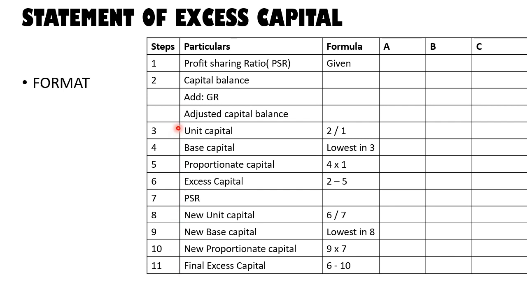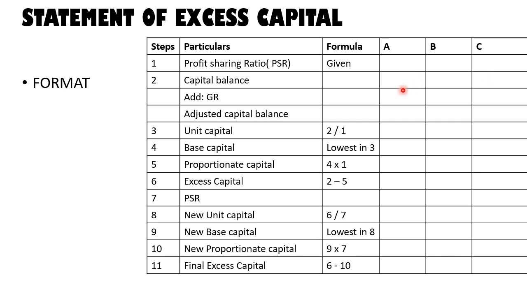Now to understand this much in detail, we will take this format again in the later half of the video where we'll be using it in the actual sum. So at present you just have to remember the columns, that is the steps. We have 11 steps, particulars, formula, and thereafter we will be including the data of the partners. In this case it will be A, B and C.